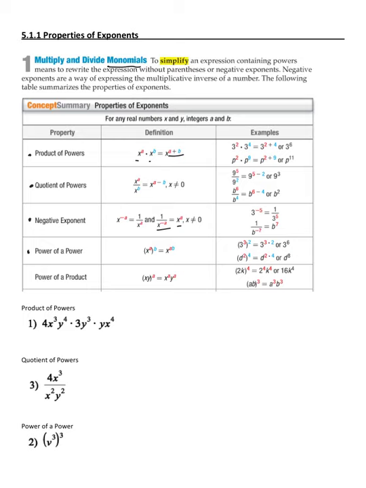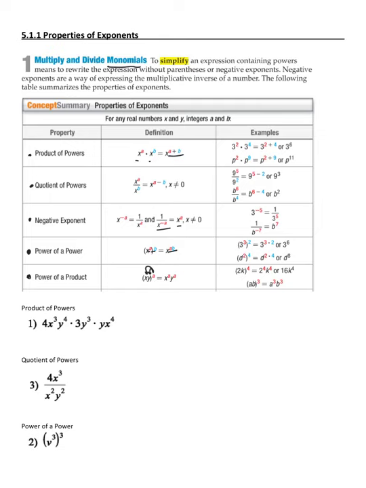Guys, power of a power, so if you take an exponent and you raise it to another exponent, you multiply the exponents. And then lastly, power of a product, you're making sure that everything in those parentheses gets the exponent there. So x to the power of a, y to the power of a.